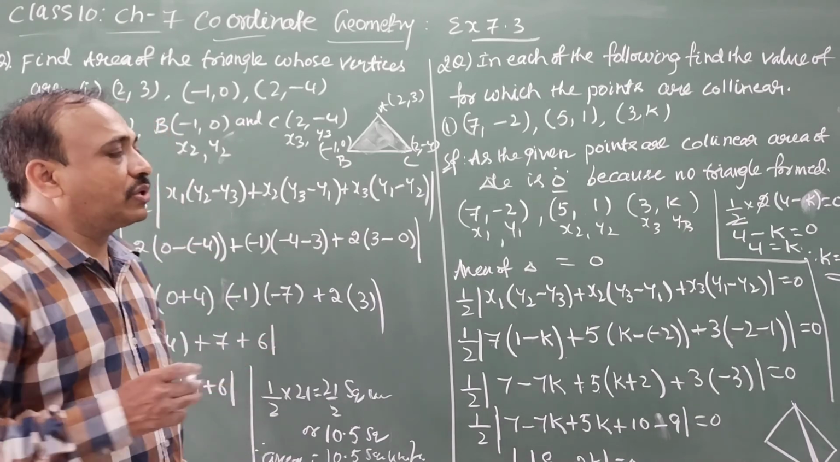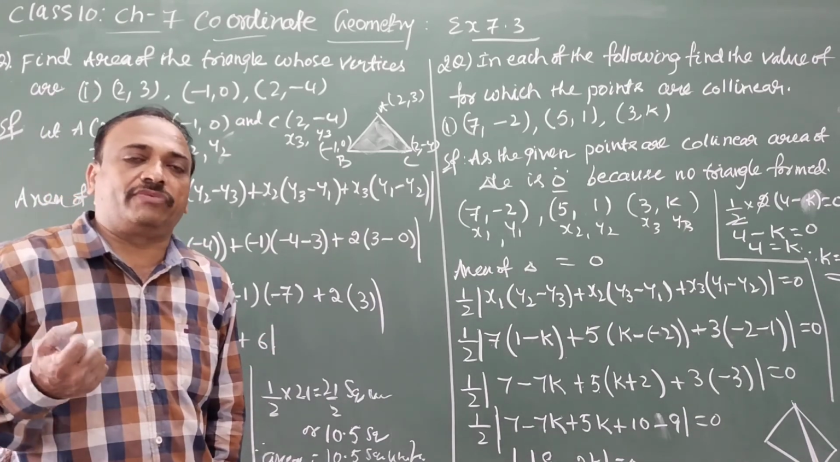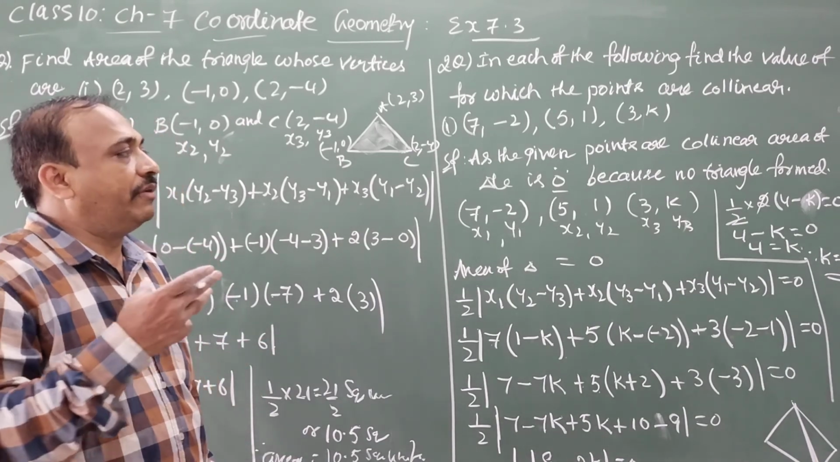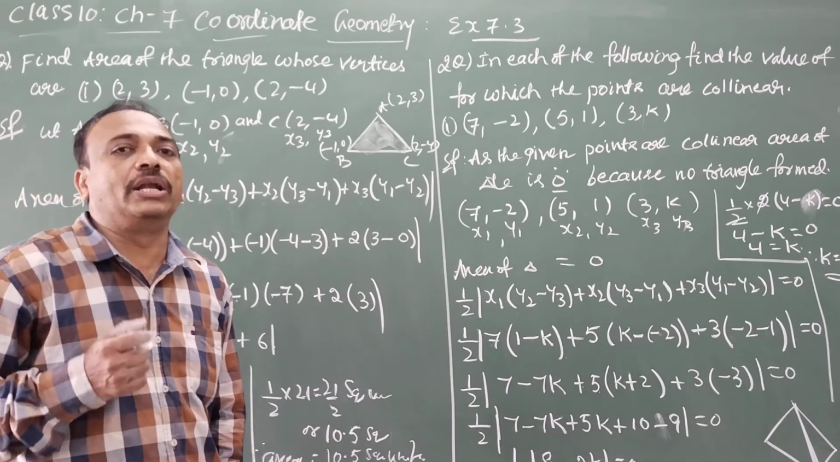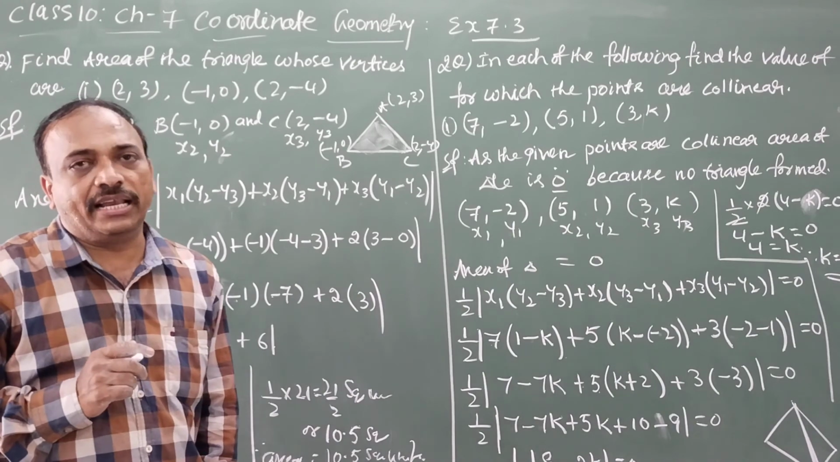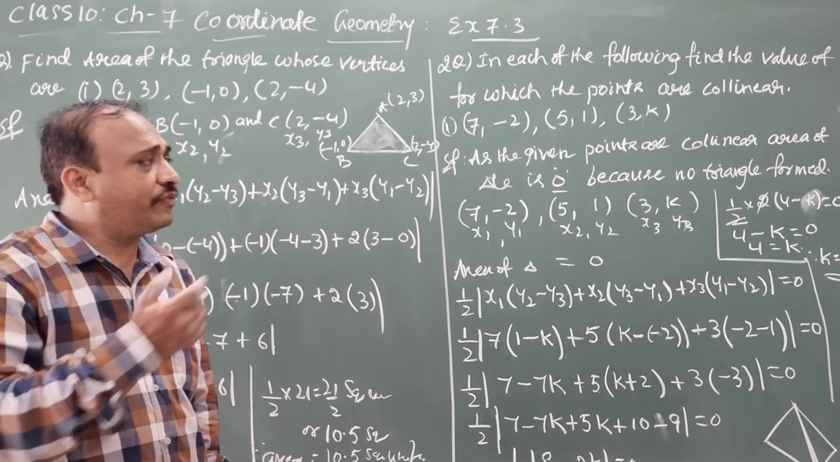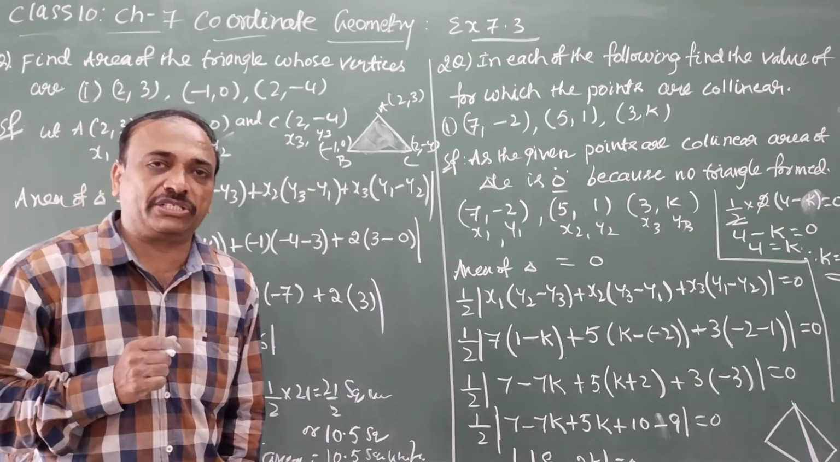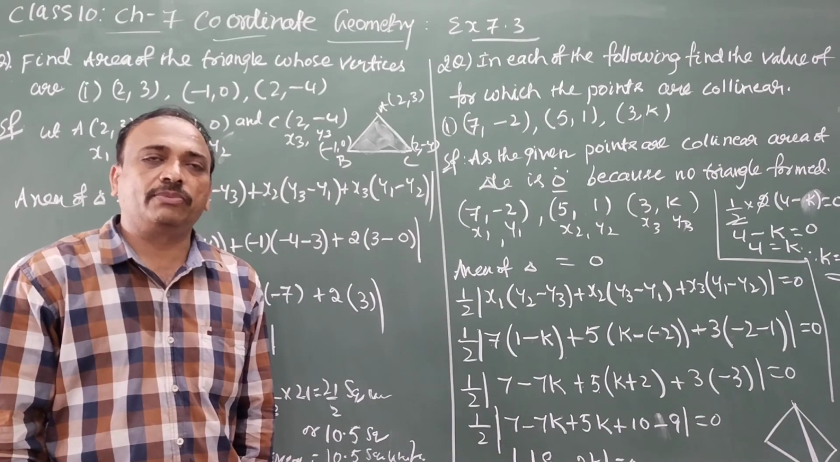So I hope you understood how to apply the concept, what the area of a triangle formula is and where to use it, and how to find unknown terms and unknown vertices of the given triangle. The leftover questions you can complete from your textbook. Thank you.